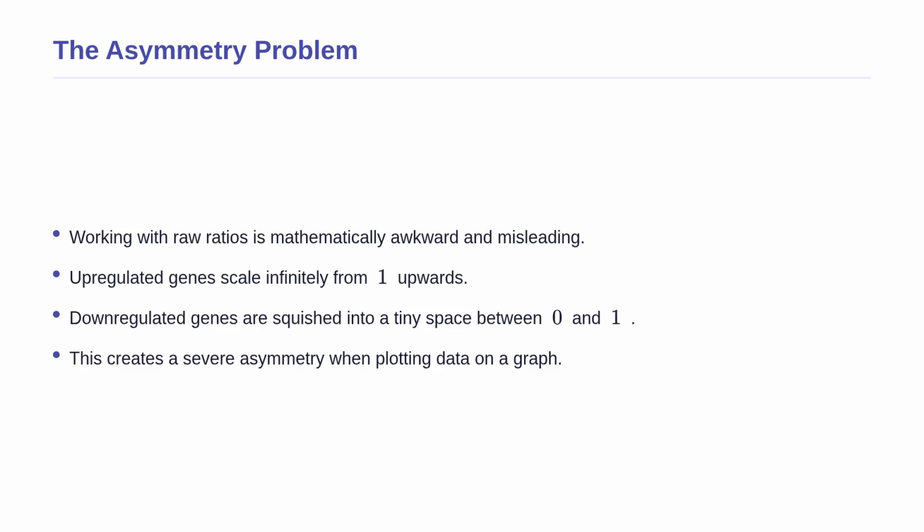If a gene is upregulated, meaning it is more active in the tumor, its ratio can scale infinitely from 1 upwards. It could be 2, 10, or 1,000. However, if a gene is downregulated, meaning it is less active in the tumor, its ratio is squished into a tiny mathematical space between 0 and 1. A gene that is 10 times less active has a ratio of 0.1. This creates a severe asymmetry, making it very difficult for computational biologists to visually compare genes that are turned up versus genes that are turned down.